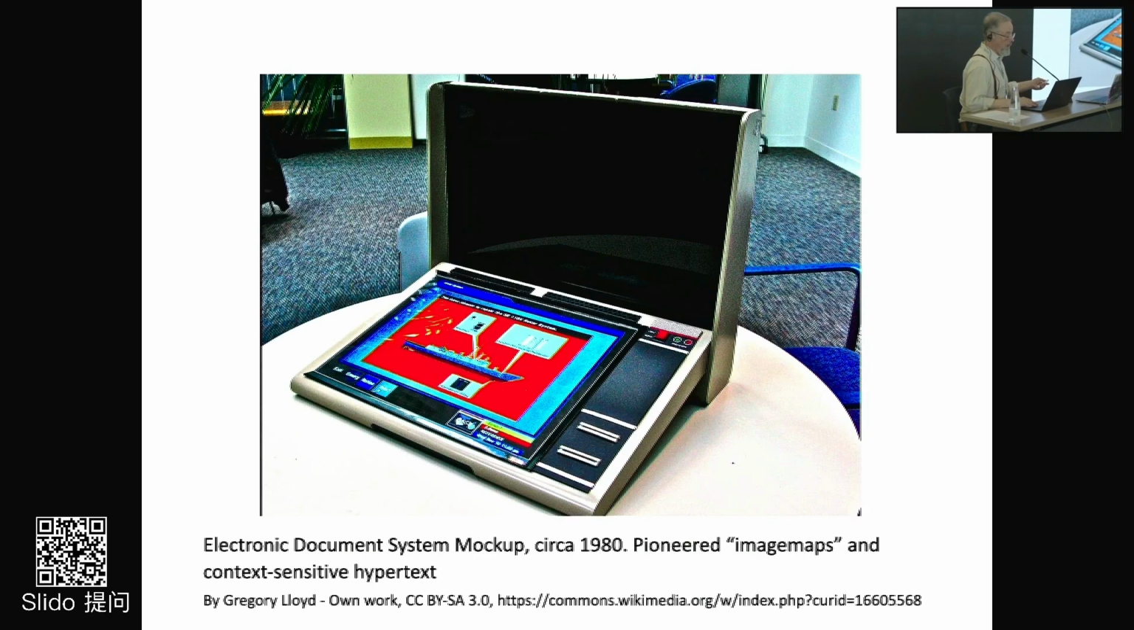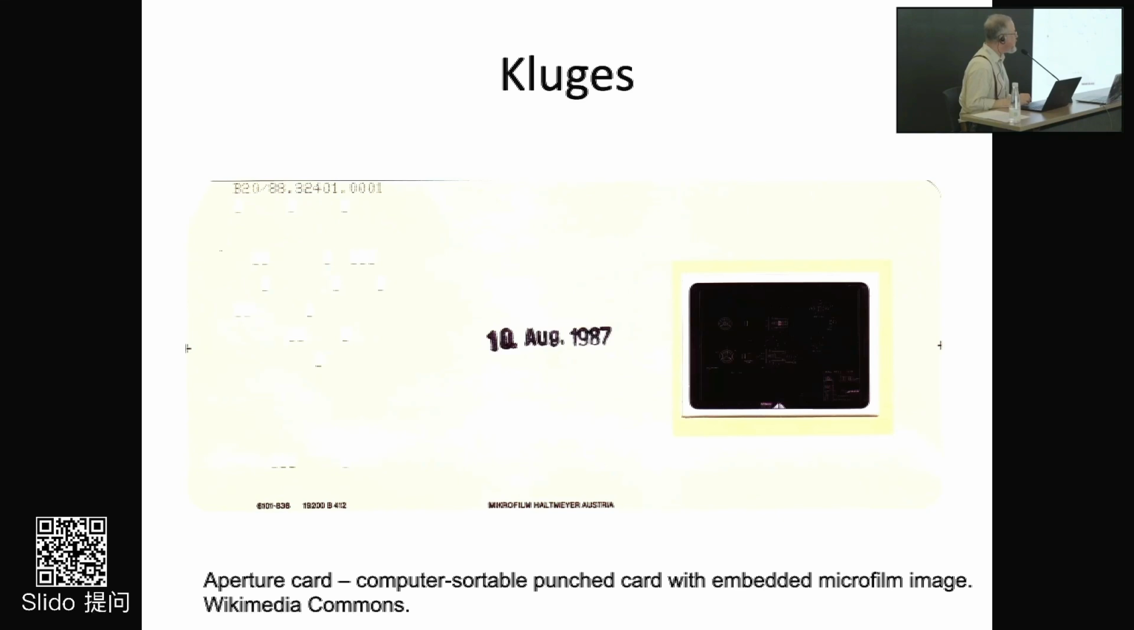Andy Van Dam kept on with more and more multimedia-oriented hypertext. This is from the 70s, a mock-up of a visual hypertext system for technical training. But computers through this period were very limited for multimedia. So they were infinitely flexible, but their resources were limited.